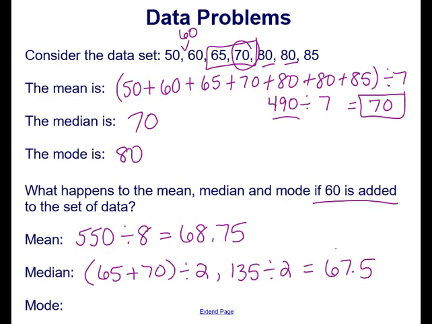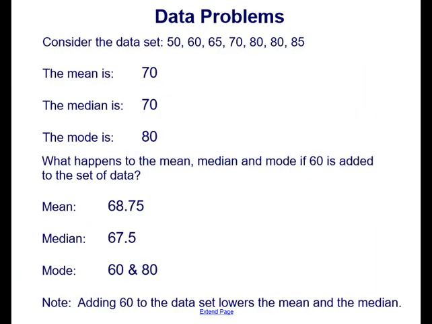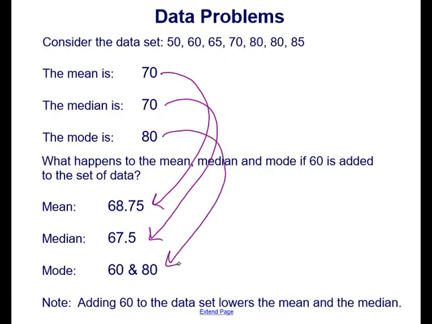Now if we add a 60 into the set of data, that value occurs twice, just like the value of 80, and all the other numbers occur once. So now the mode is going to go from just 80 to now being 60 and 80. So if we again look, we're going from the mean of 70 to a mean of 68.75. We're going from a median of 70 to a median of 67.5. And then we're going from a mode of 80 to now a mode of 80 and 60.